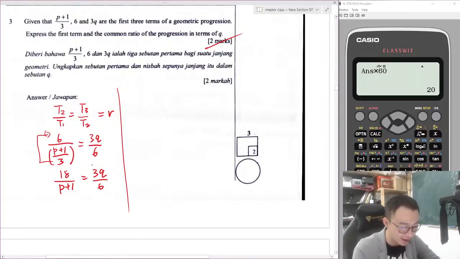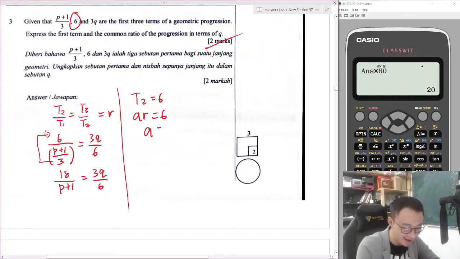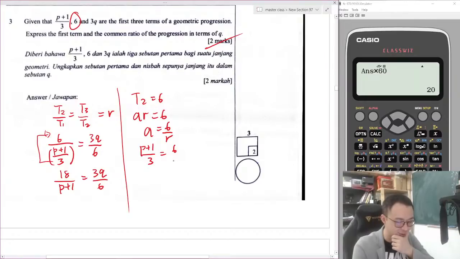Okay, so right now at least I know my T2 is equal to 6. This is the only term without any P and Q. So this is AR equals 6, my A equals 6 over R. It doesn't help as... Oh yeah, I have my A. My A is P plus 1 over 3 equals 6 over R. Then I get back the same equation, isn't it?